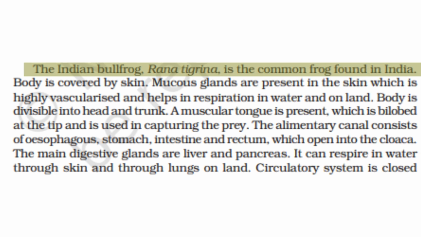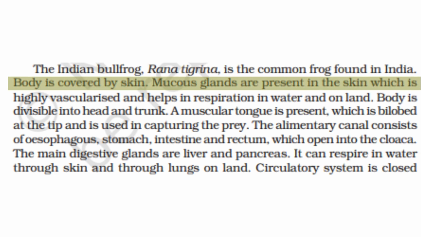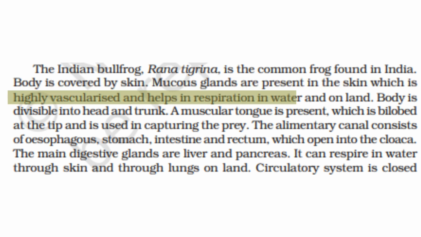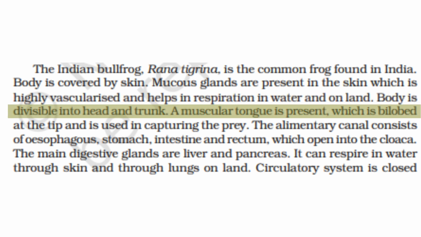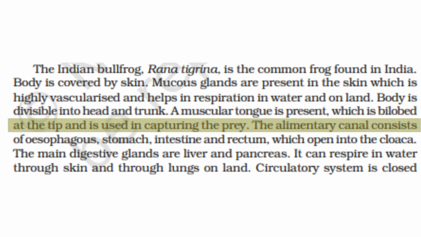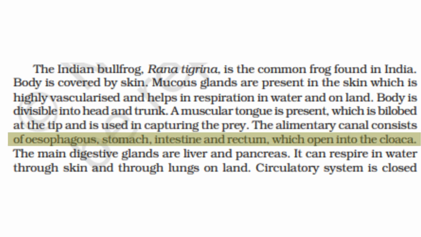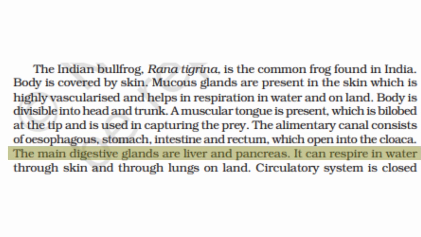The Indian bullfrog, Rana tigrina, is the common frog found in India. Body is covered by skin. Mucus glands are present in the skin, which is highly vascularized and helps in respiration in water and on land. Body is divisible into head and trunk. Muscular tongue is present, which is bilobed at the tip and is used in capturing the prey. The alimentary canal consists of esophagus, stomach, intestine, and rectum, which opens into the cloaca. The main digestive glands are liver and pancreas.